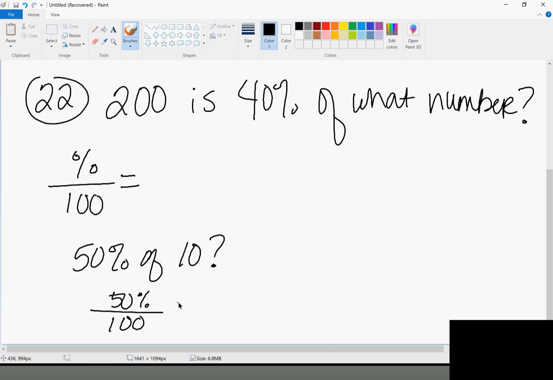So if I wanted to set this up as a proportion, 5 over 10 is equal to 50% over 100. It's a proportion. It's proportional to each other. So the top part, I think about it as the part, and then the bottom is the whole.